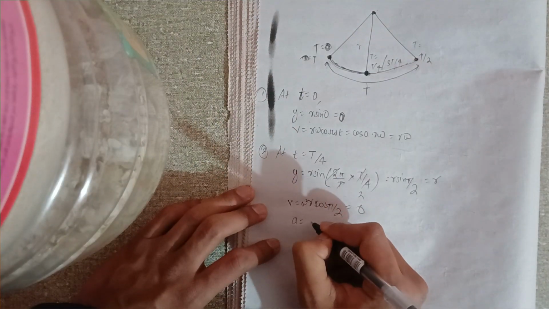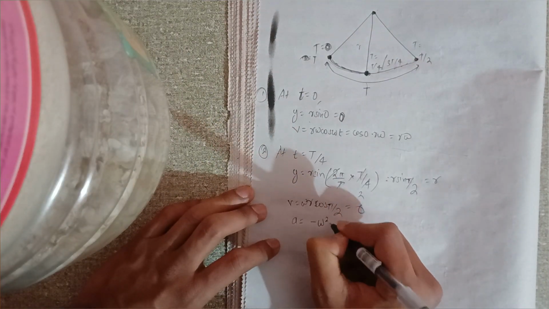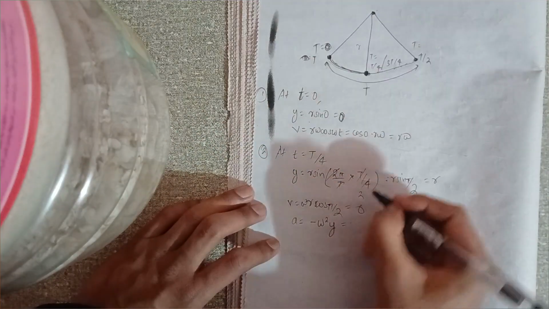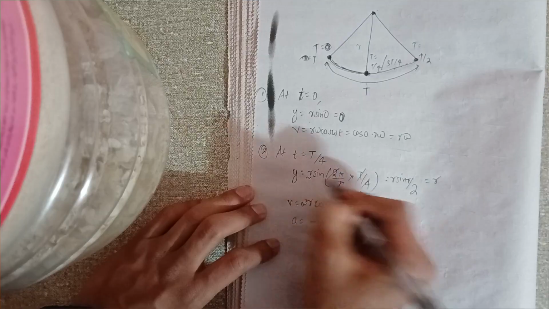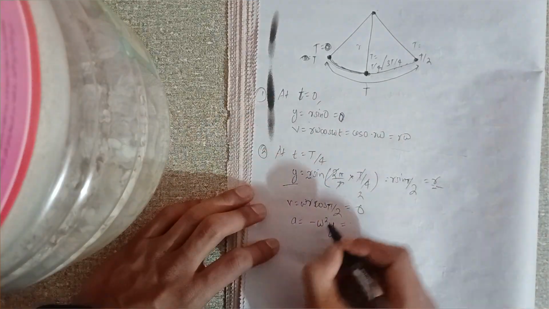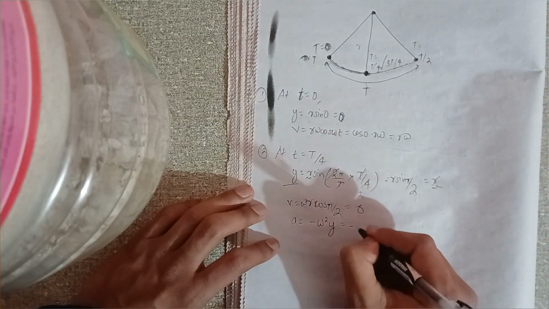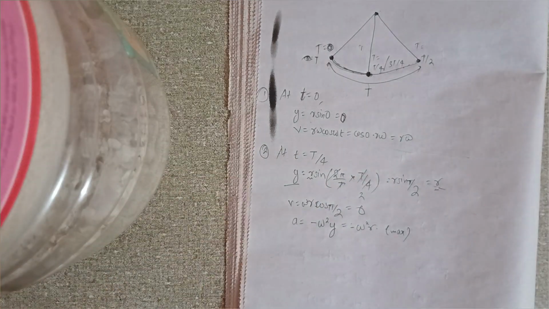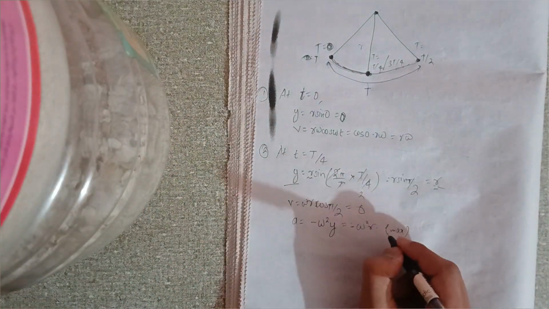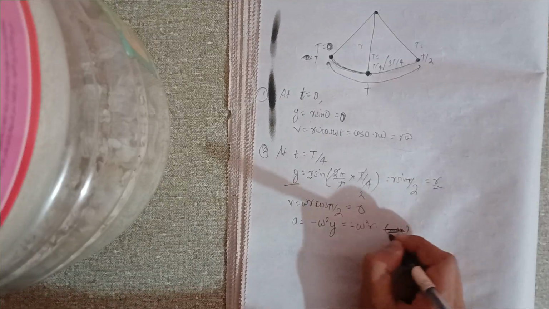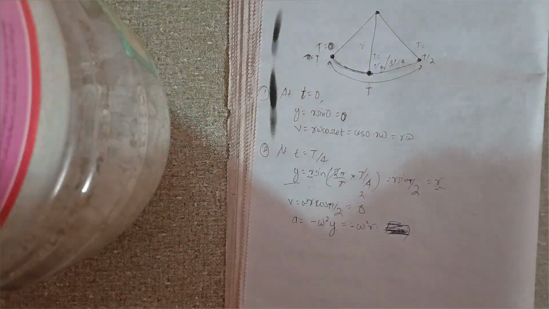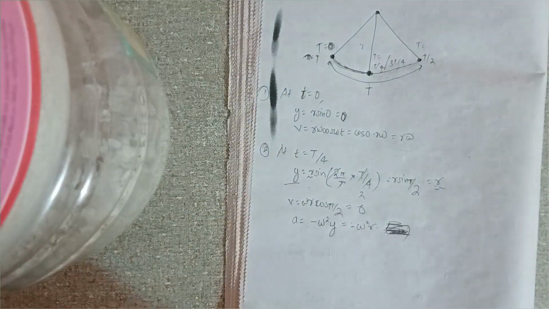Acceleration, again, we know that acceleration is minus omega square y. So y here is r, as you can see. Since y is equal to r, this will be minus omega square r. This is also maximum acceleration. Oh, sorry. It is not maximum acceleration here. This is not the maximum acceleration, but it is somewhat acceleration.